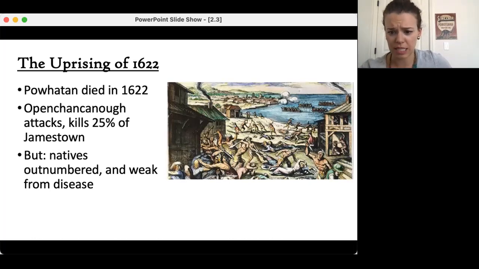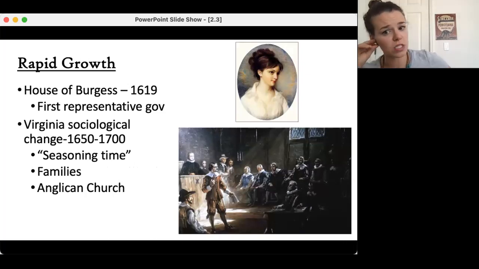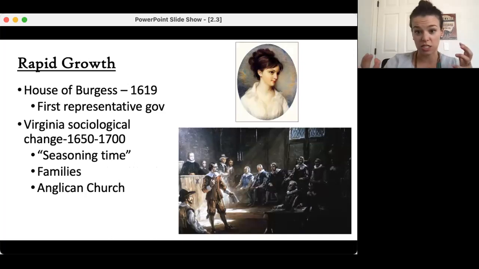But ultimately, the natives will be outnumbered and weak from disease. So they are going to be unable to kick the English out. Instead, we see more and more British people arriving. In 1619, we see our first political system really being established, the House of Burgesses.